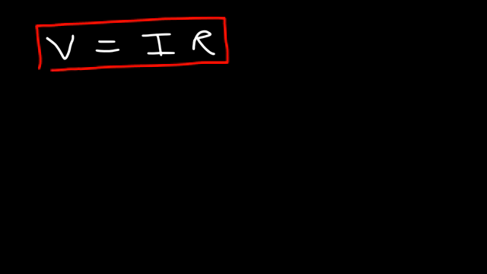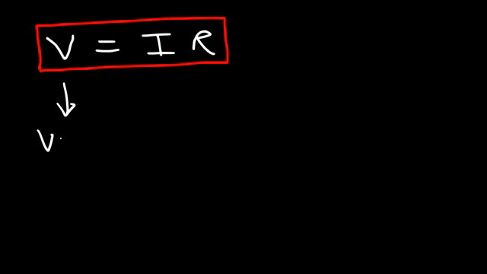In this video, we're going to talk about Ohm's law. So what is Ohm's law? Ohm's law describes the relationship between voltage, current, and resistance. Perhaps you've seen this equation. V is equal to I times R. V stands for voltage, I stands for the current, R is resistance.